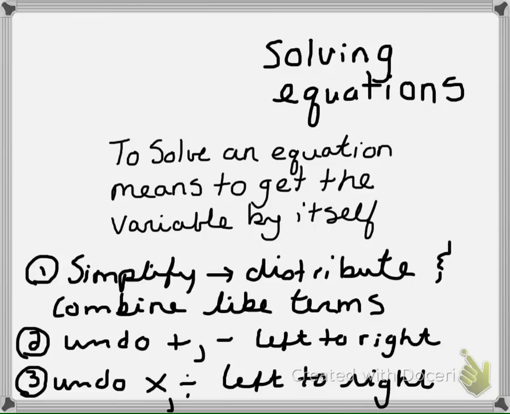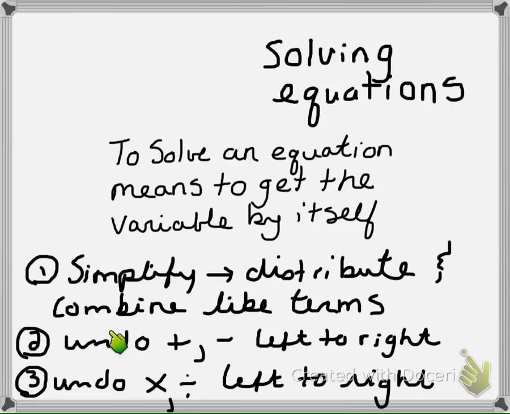So there are some steps that you need to do when you're trying to get the variable by itself. First, you need to simplify, and that means to distribute. I'll show you that in one of the problems. And it also means to combine like terms. This is the very first thing you do. Some equations are really easy, and they don't have any simplification required. So it's not always required. It depends on how complicated the equation is.